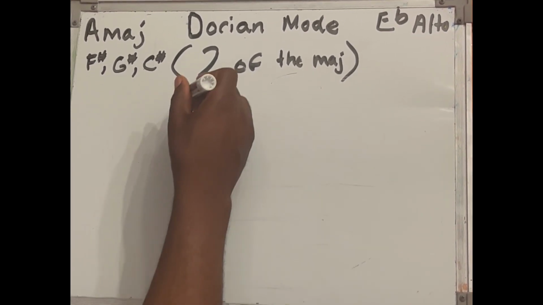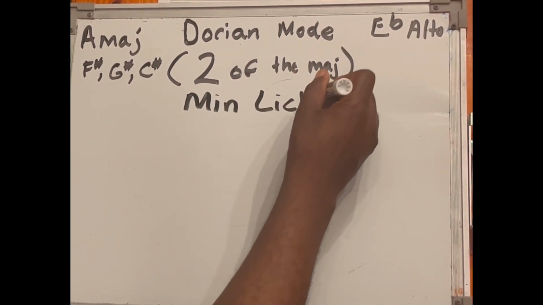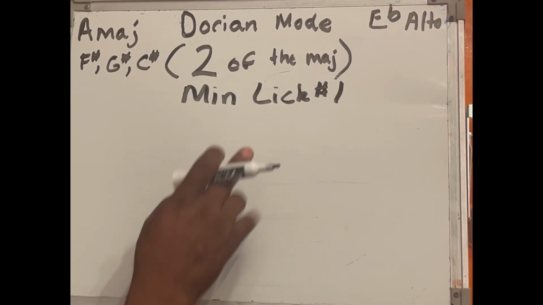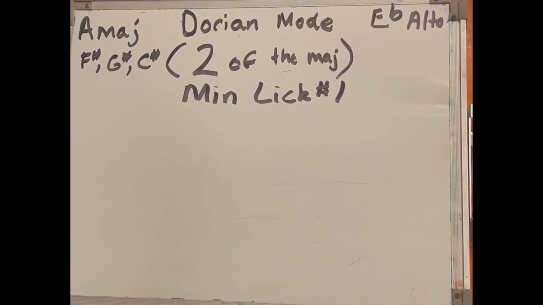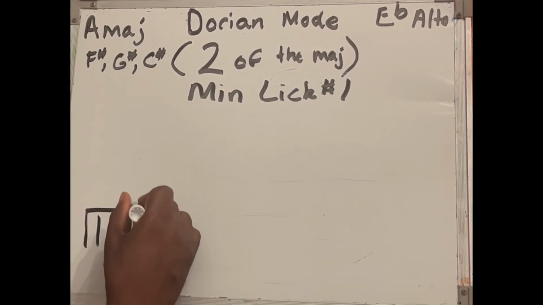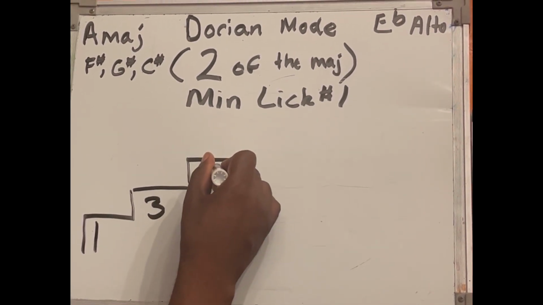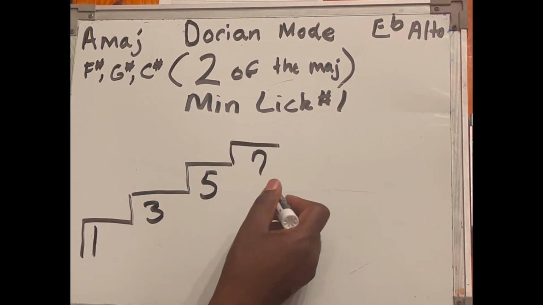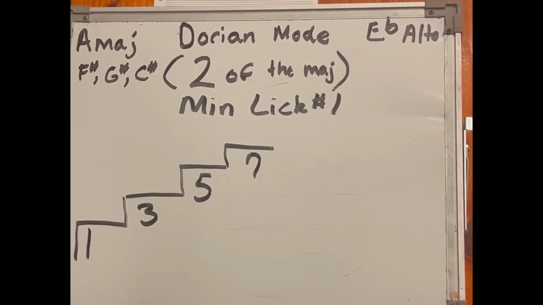So we're going to call this minor lick. And let's call it number 1. Now let me let you know, when we call things a lick, this is simply a musical idea, okay? So we're gonna start with 1. Gonna move up to 3, move up to 5, move up to 7. So you have seen that before, 1, 3, 5, 7, basically the chord tones in that key.